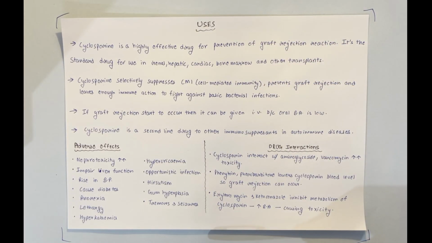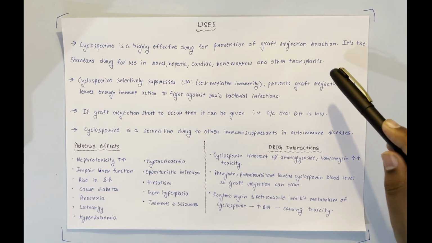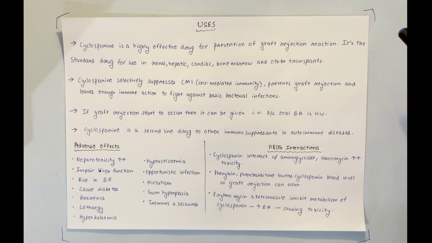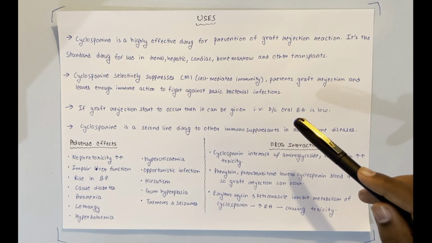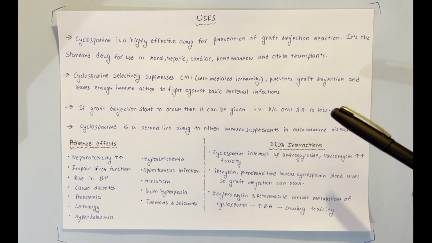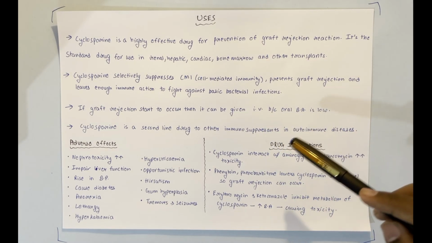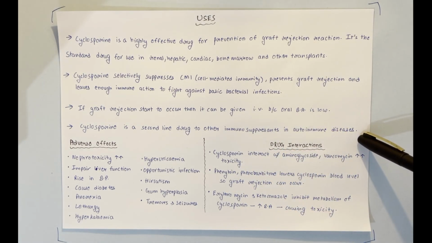Cyclosporine is a highly effective drug for prevention of graft rejection reaction. It is the standard drug for use in renal, hepatic, cardiac, bone marrow and other transplants. Cyclosporine selectively suppresses CMI, that is cell mediated immunity, prevents graft rejection and leaves enough immune action to fight against basic bacterial infection. If graft rejection starts to occur, then cyclosporine can be given through intravenous route because cyclosporine's oral bioavailability is low. Cyclosporine is a second-line drug to other immunosuppressants in autoimmune diseases.